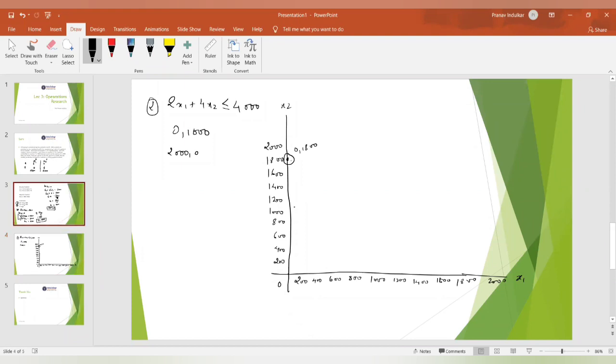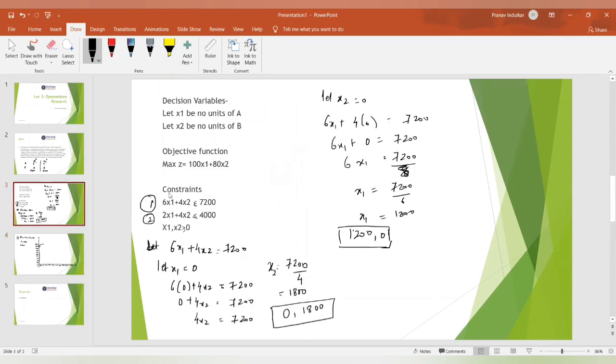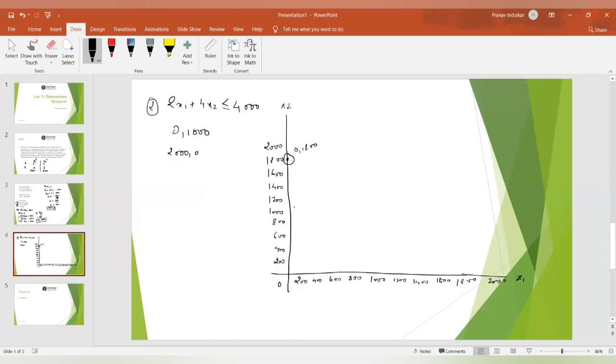Second plotting, 1200 comma 0. So this is my 1200 comma 0. Clear to all?